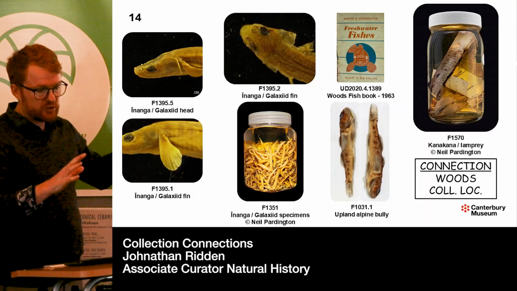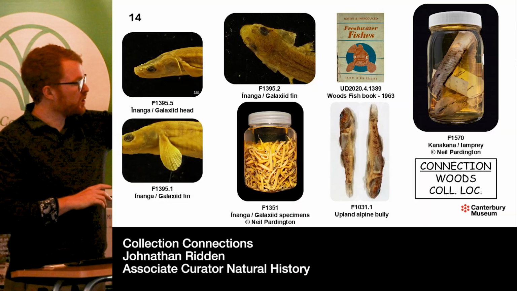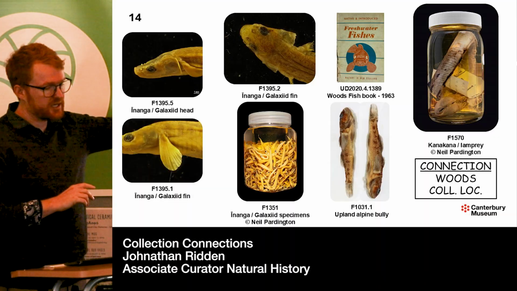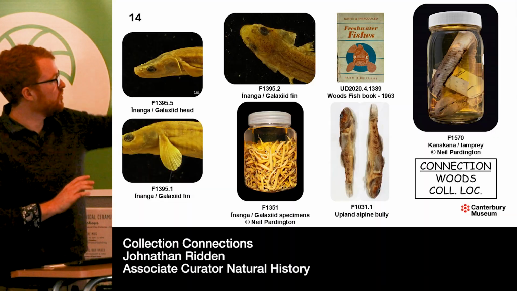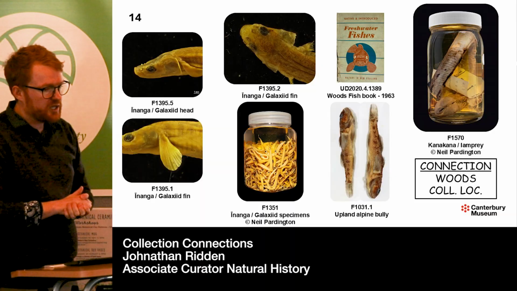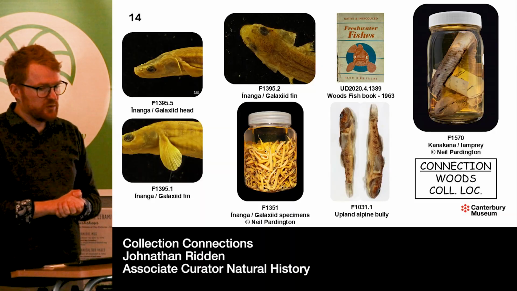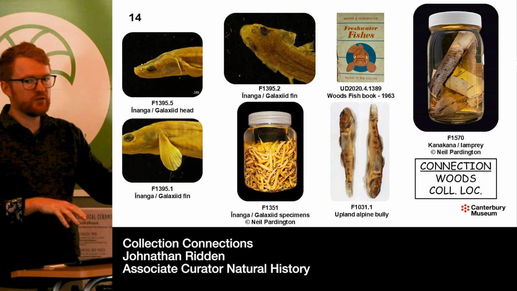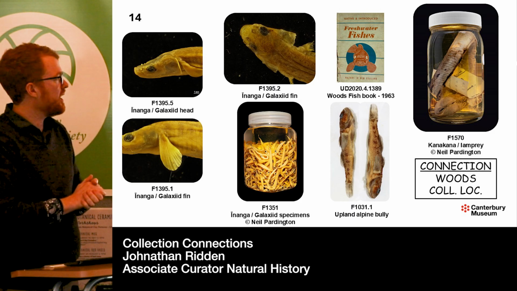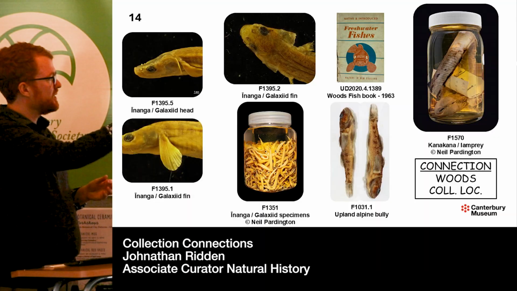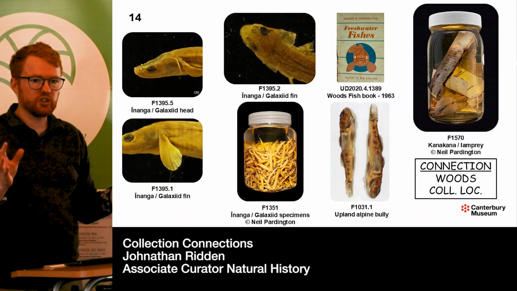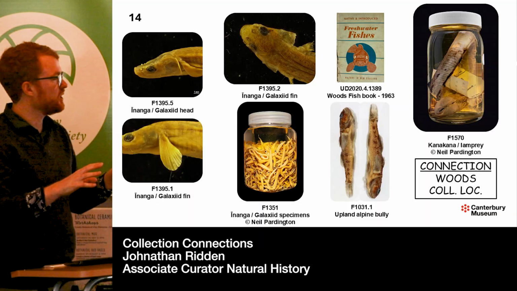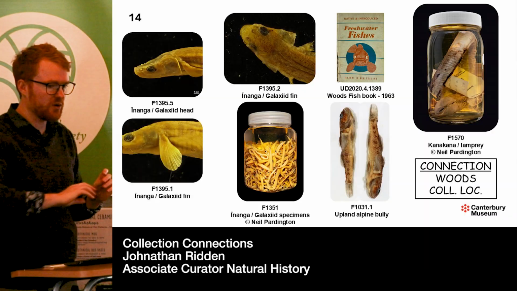He also collected other sorts of fish. So here we've got an upland bully from a different site, and then a kana or a lamprey. So the lamprey is quite an interesting animal. They're sort of a parasitic fish that lives in freshwater and the ocean. The adults will swim up a stream and lay their eggs. The eggs will hatch out, and as juveniles they'll feed on algae for several years, and once they've grown up big enough they'll go out to sea.